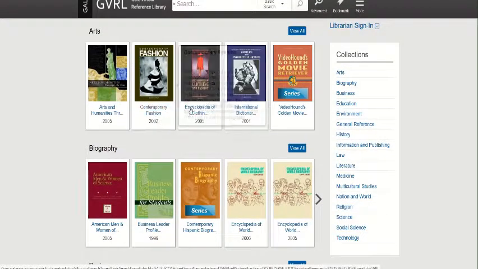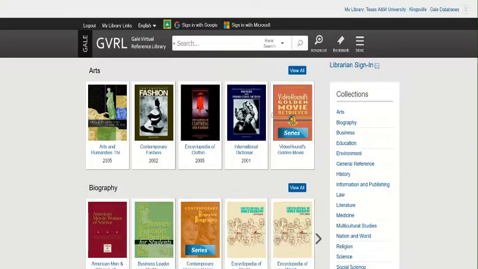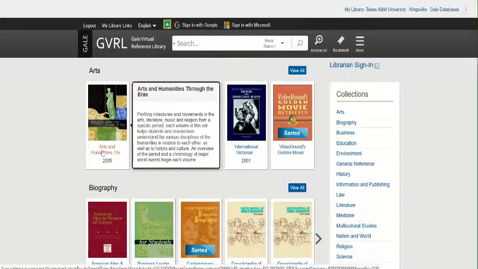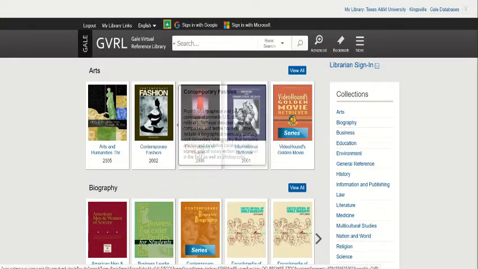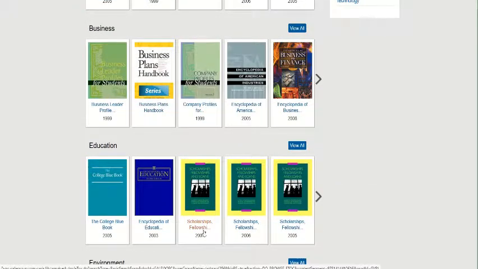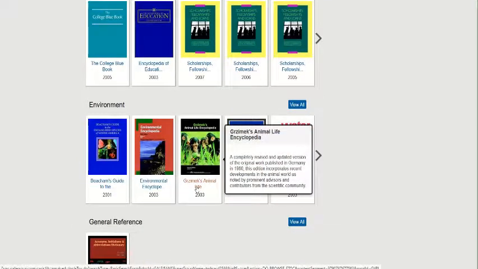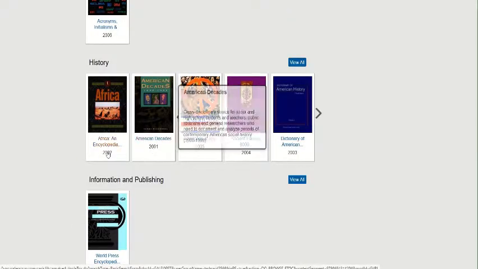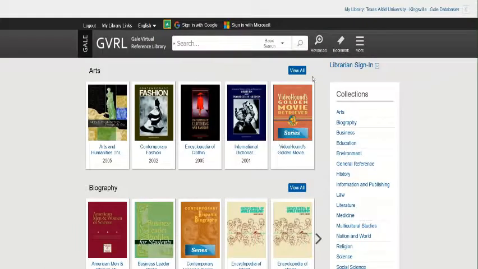And you'll also see this has a whole lot of different types of sources, it's not just one source. Arts and humanities through the eras, contemporary fashion, encyclopedia of clothing and fashion, American men and women of science, business plans handbook, scholarships, fellowships, and loans, Grzimek's animal life, Africa and encyclopedia. So, much more specialized different types of sources here, and many more than the single source of Encyclopedia Britannica or of Funk and Wagnalls. I wanted to look at those first because they're more limited, but this is something where you can potentially find a whole lot more information. So let's just put in our term voting rights.